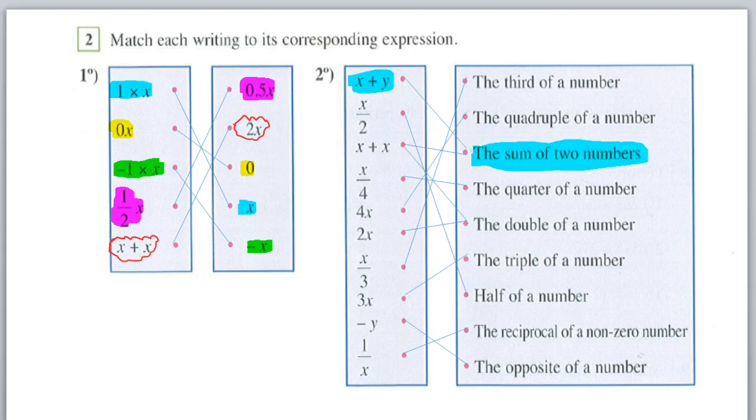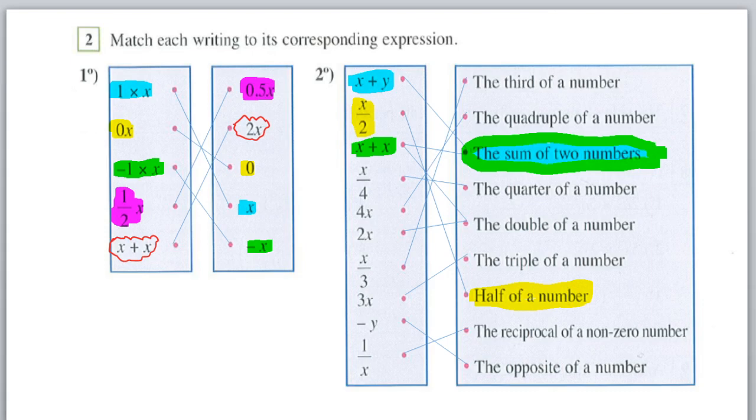Okay, go to the next one. X over 2. The options are a third of a number, quadruple, quarter, double, triple, half. X over 2 means that you are dividing x by 2. So it's half of a number. Okay? Go to the next. X plus x. It's the same as this, so it is the sum of two numbers. So I just color it like this. Okay, it's green and blue. X plus x, sum of two numbers.